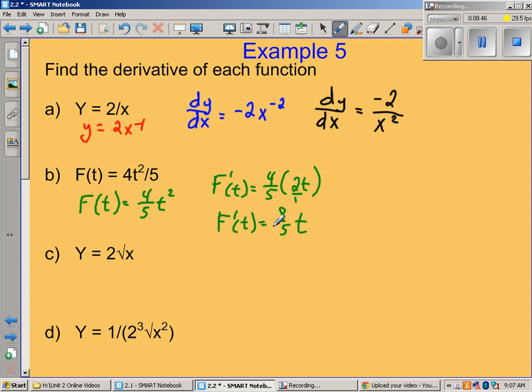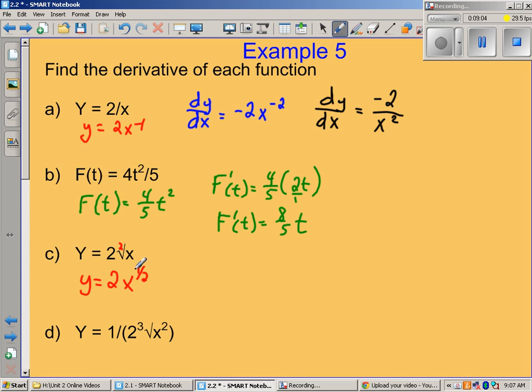This guy, I don't like writing them as square roots, so I'm going to write it as a power. And remember, all roots are a power with whatever the index is on the bottom of the fraction. So this is a square root, which means it's a 2. So I would write it as 1/2.